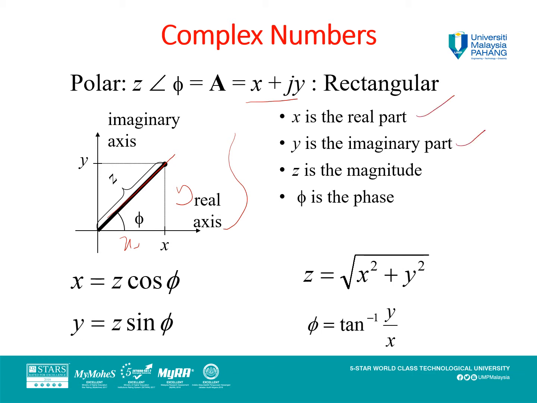How to get the magnitude of z? You do the calculation of x to the power of 2 plus y to the power of 2, then you take the square root of this addition. Then you can get the magnitude, either polar or rectangular form, the value.